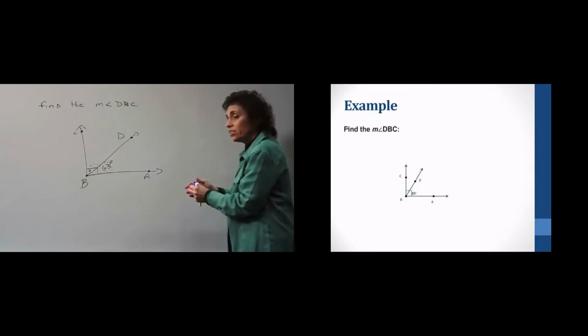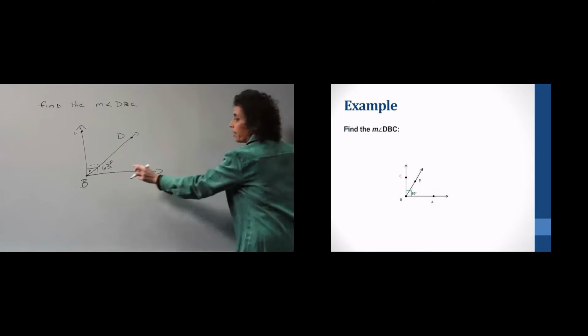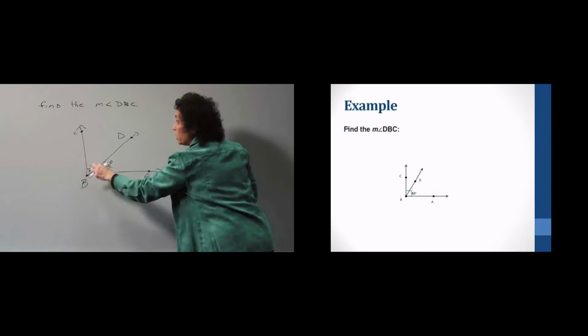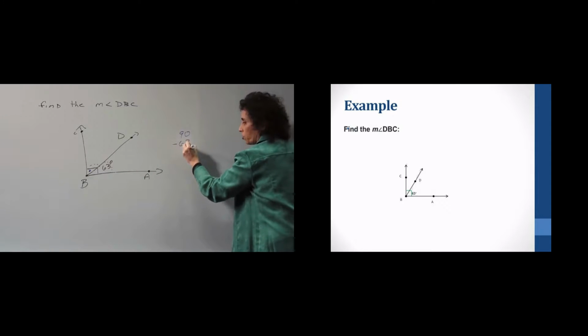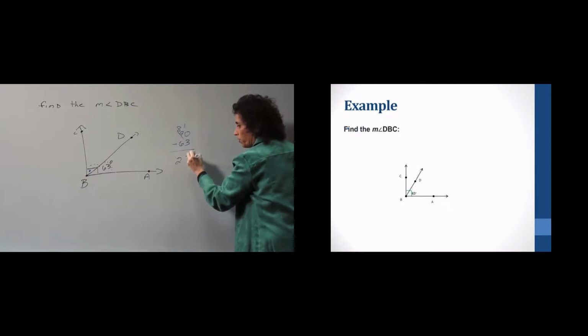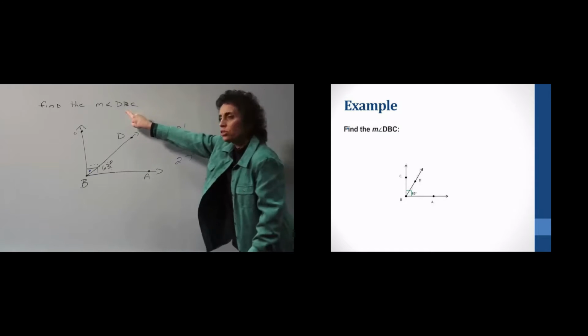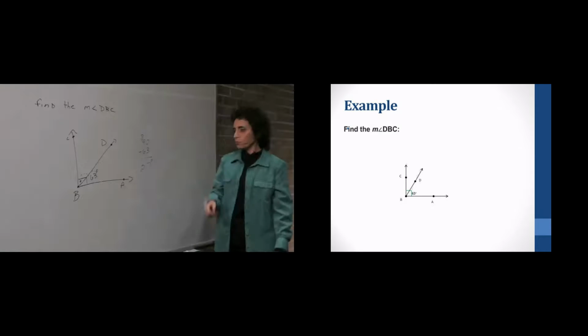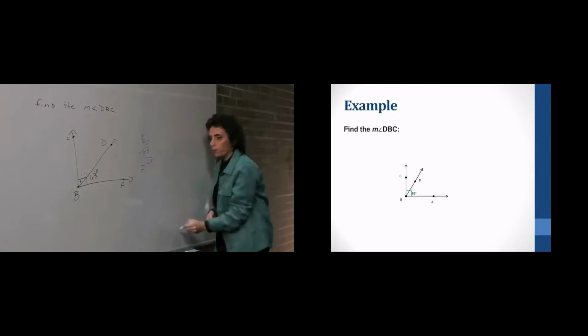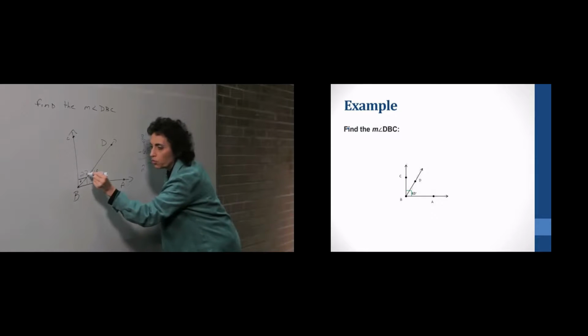Well, if the whole angle is 90, that tells me that that angle we're missing, angle DBC, is 90 minus 63, which is 27 degrees. So the measure of angle DBC is 27 degrees, okay? Well, I want to talk about this. Okay, this is 27 degrees.